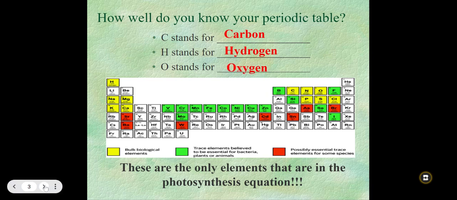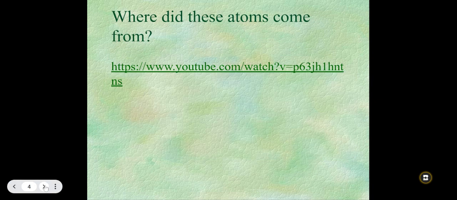And these 3 elements, along with 3 other ones, nitrogen, phosphorus, and sulfur, normally form a lot of the basic building blocks that living organisms that you guys are studying this year are made of. All right, and they are the only elements that show up. So carbon, hydrogen, and oxygen are the only ones that show up in our photosynthesis equation.